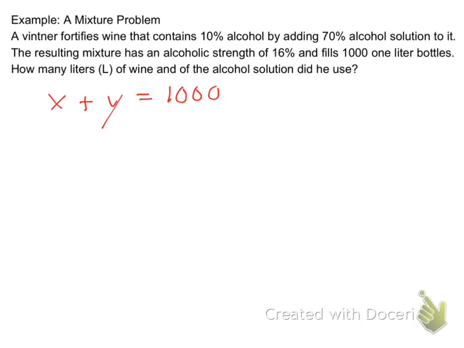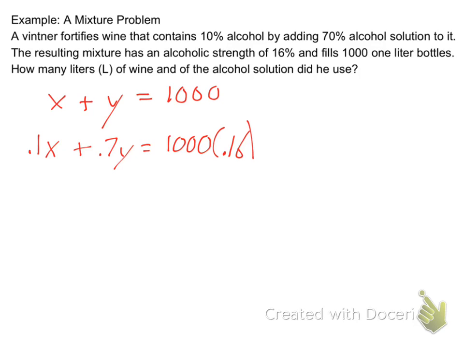We now have to figure out, how do we deal with the percentages? How do you deal with those percentages, guys? Yeah, it's 0.10x, because only 10% of that x value is actually alcohol, plus 0.7y equals 1,000 times 0.16. I put that at the end. I know I did.